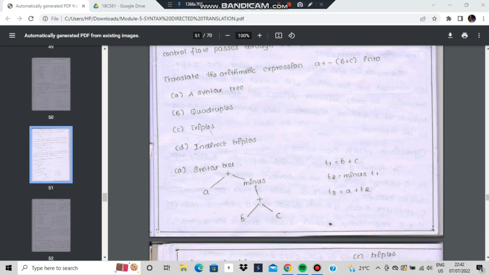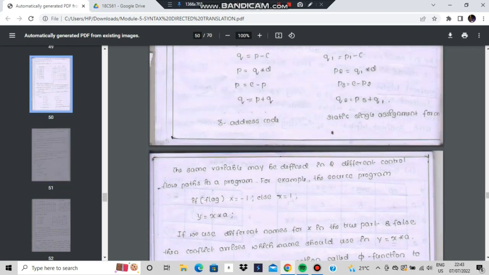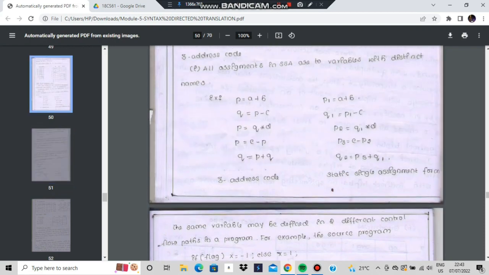After that, take it as b plus c as t1, and minus is t2 is equal to minus t1, and t3 is a plus t2. A plus this whole is t2, so a plus t2 will be assigned to t3. So this is how you draw a syntax tree and 3 address code. So let's confirm what is the 3 address code. It is looking like this. Okay, in 3 address code you will have one result here, equal to sign, and 2 operands and 1 operator. So this is how you write 3 address code.